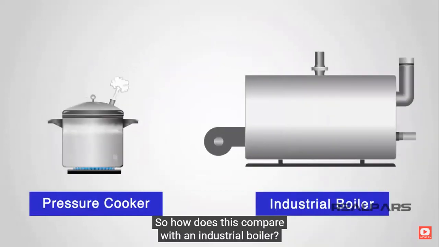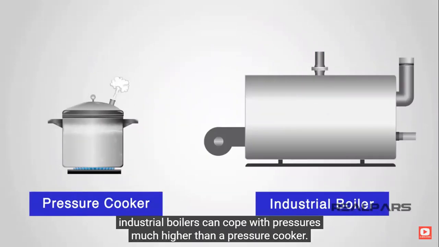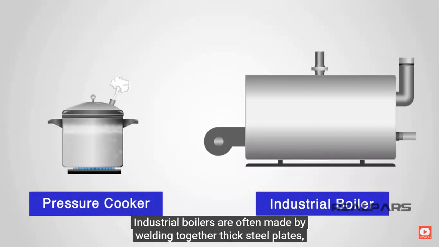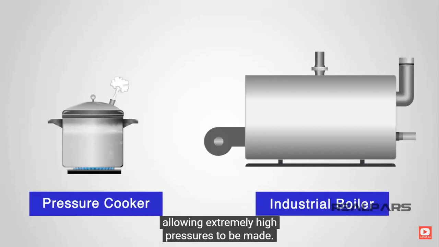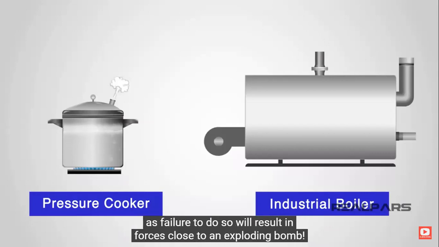So how does this compare with an industrial boiler? Well, for a start, industrial boilers can cope with pressures much higher than a pressure cooker. Industrial boilers are often made by welding together thick steel plates, allowing extremely high pressures to be made. It has to be made incredibly strong to cope with the high pressure, as failure to do so will result in forces close to an exploding bomb.